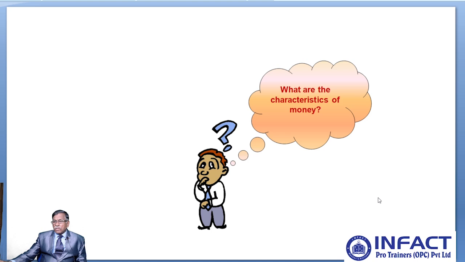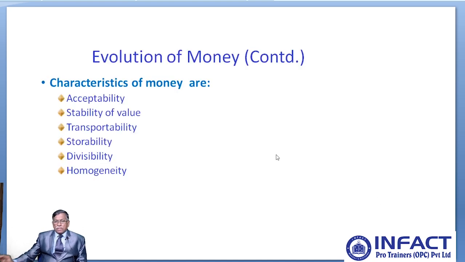Then, what are the characteristics of money? The characteristics of money are acceptability. That is, when you give a currency note to somebody, it is accepted by the other person. That is why it is called acceptability. Stability of value. See, when you exchange a 10 rupee note or a 100 rupee note, it is of the same value. So this value will not go down. That is why it is called stability of value. Transportability. See, when you transfer this money from one place to another place, still the value is the same. So it is called transportability.